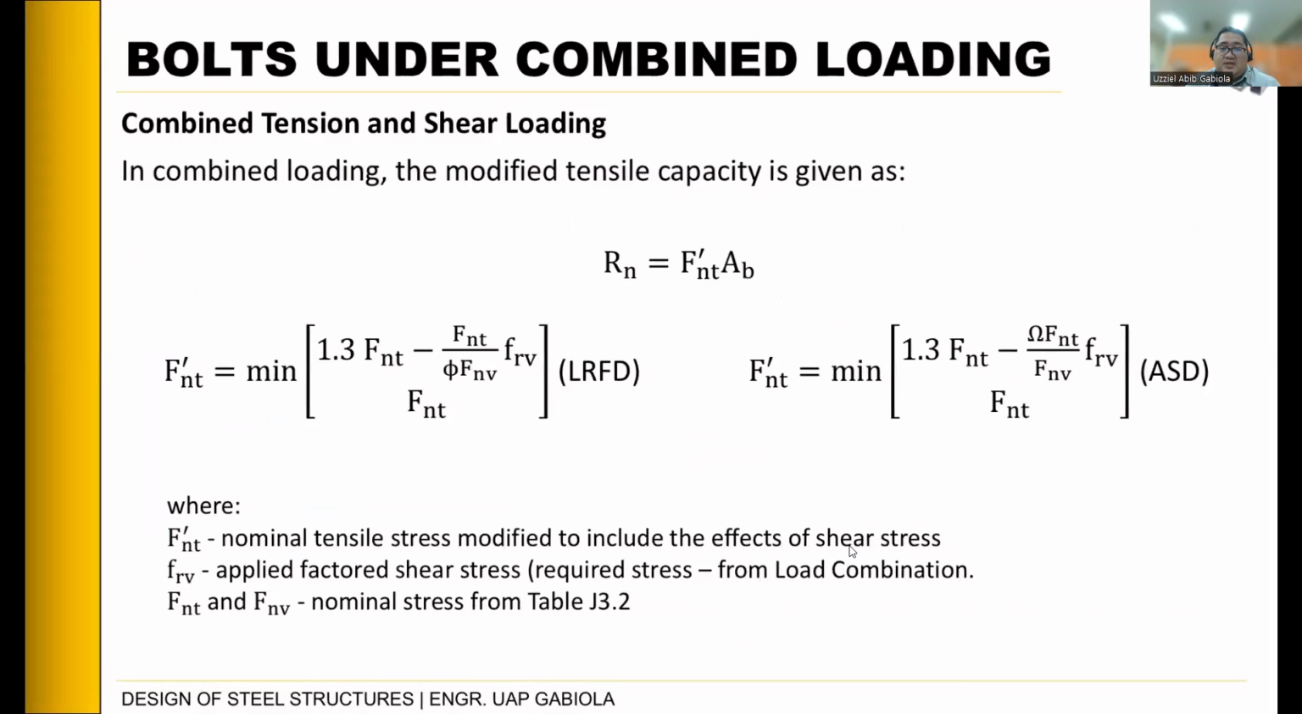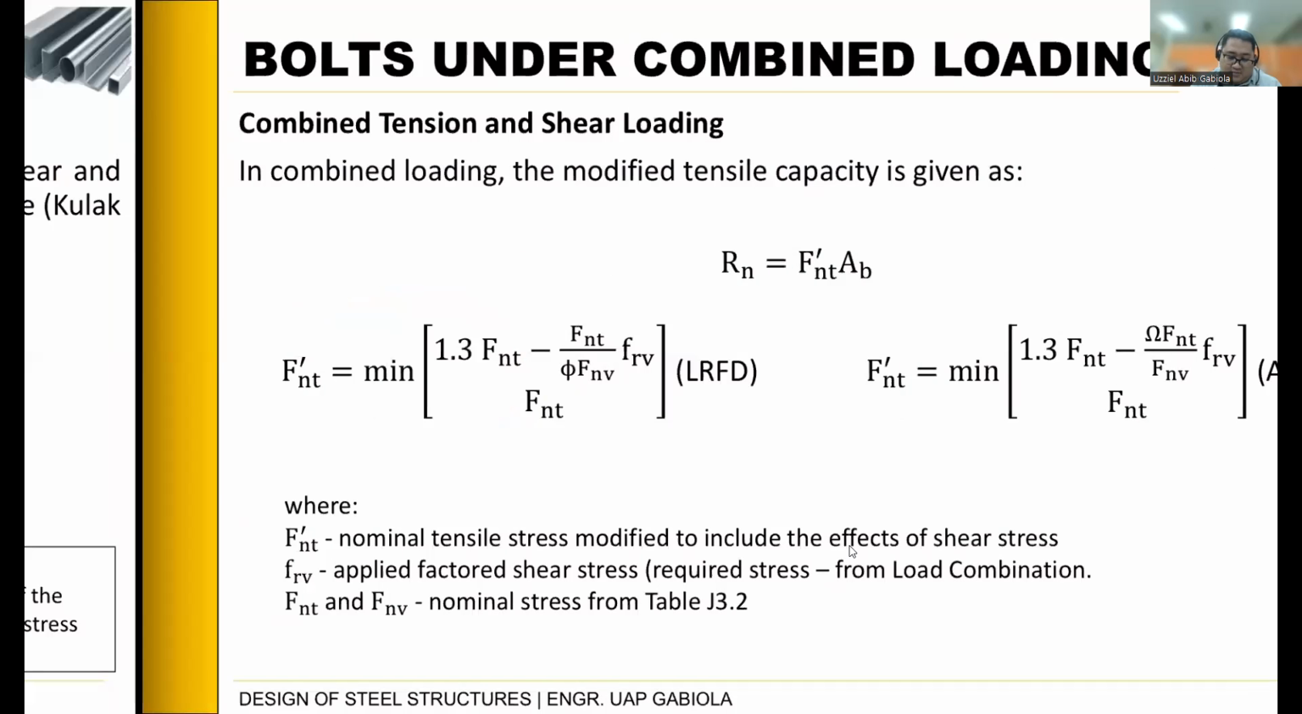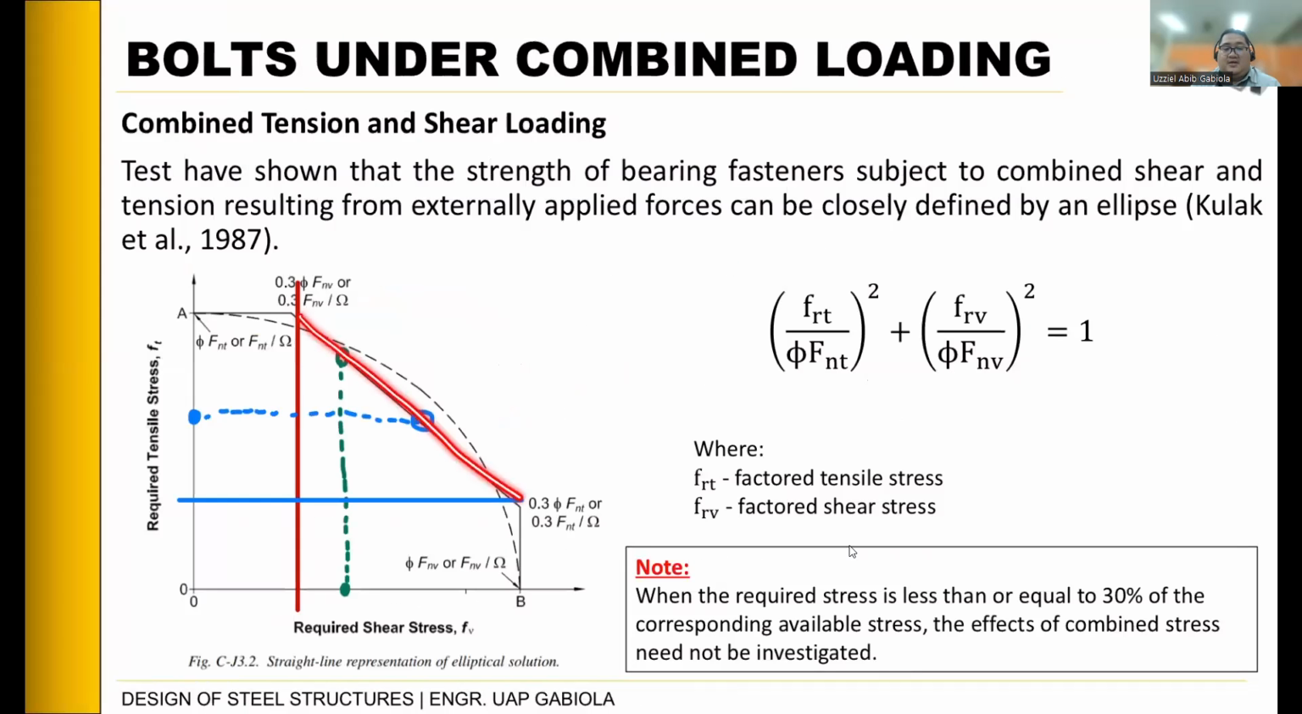So, considering si tension, yung modified tensile capacity daw natin will be as follows. So, ganun pa din naman yung ating resistance o capacity, that is just yung stress times area. Pero kailangan natin makuha yung value ng modified stress natin. And ang modified stress natin is given by the formula na ito. Okay? So, saan nanggaling to? Itong 1.3 FNT minus ito. This is actually based from the slope nitong straight line natin dito. Okay? So, nagkaroon ng 1.3 doon.